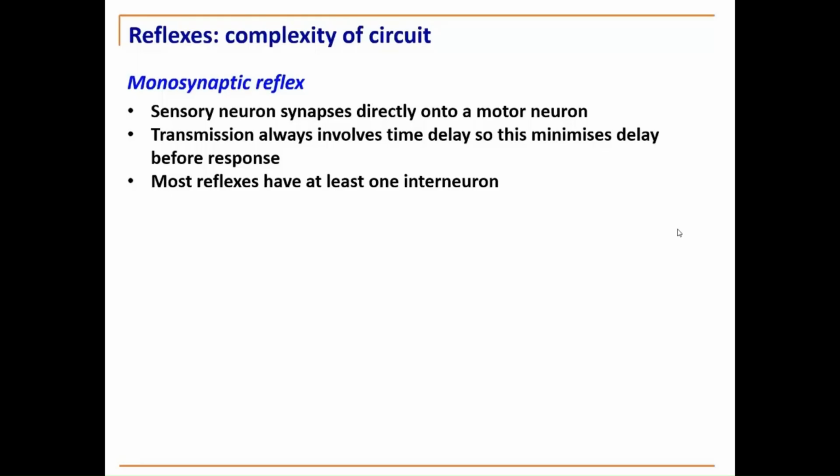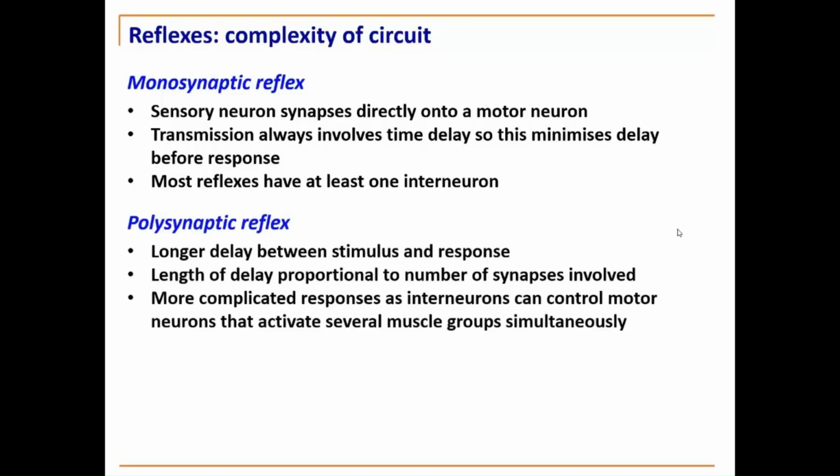But most reflexes have at least one interneuron in place. So monosynaptic reflexes are quite rare. Most are polysynaptic reflexes, and there's a longer delay in this case between the stimulus and the response. And that's because you've got more synapses to cross. So the length of delay is proportional to the number of synapses involved. And this includes the more complicated responses because interneurons can control motor neurons that activate several muscle groups simultaneously.